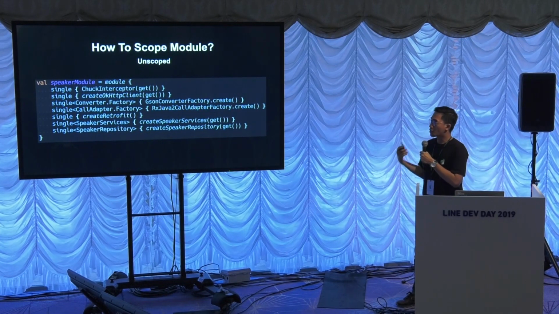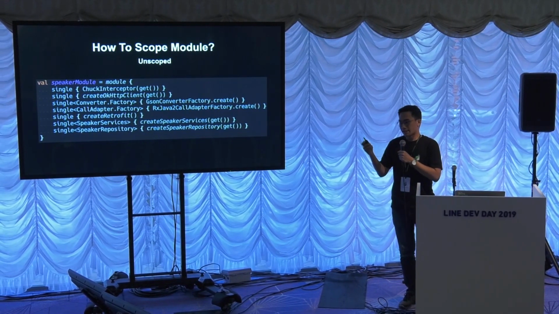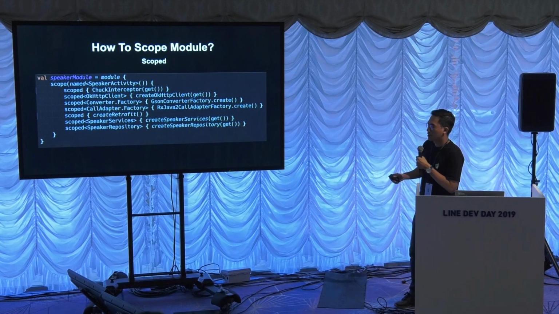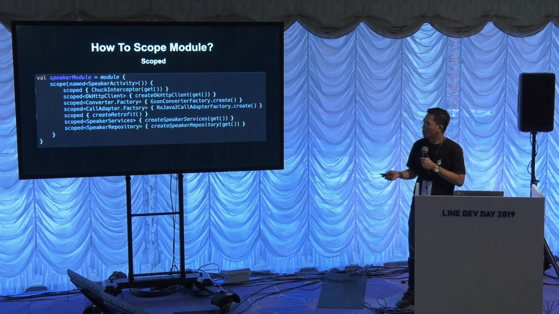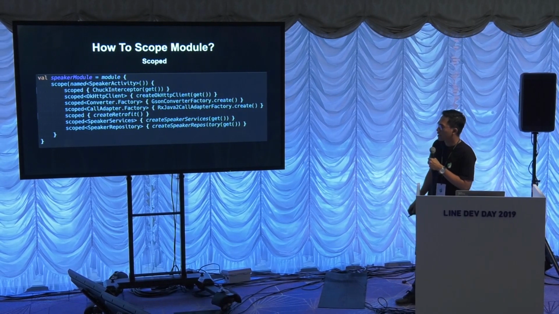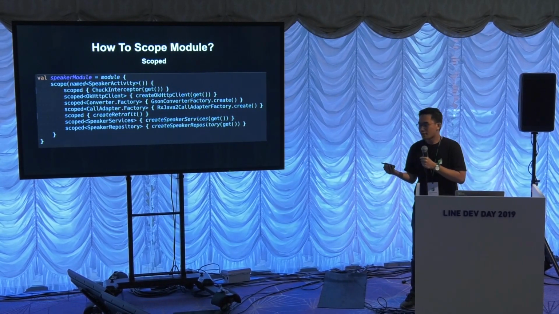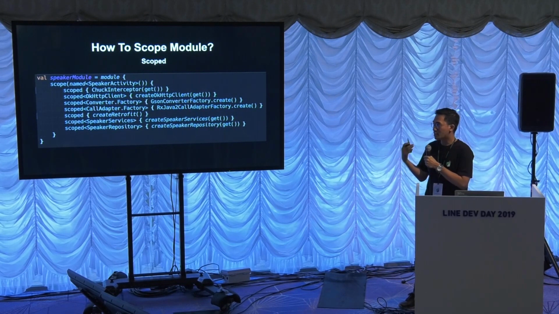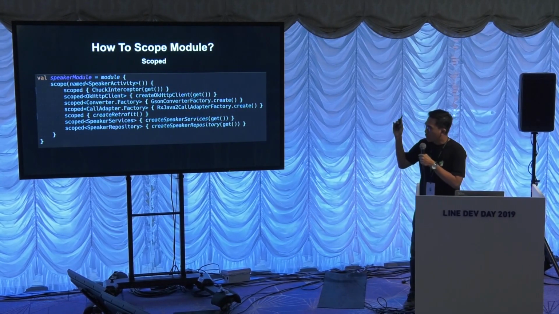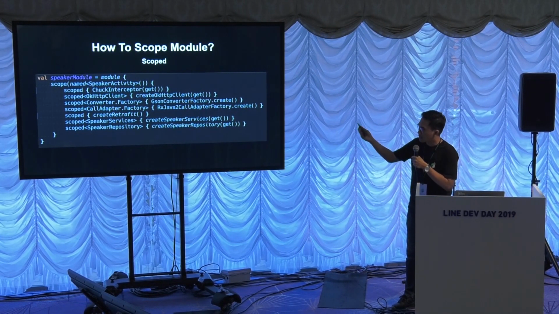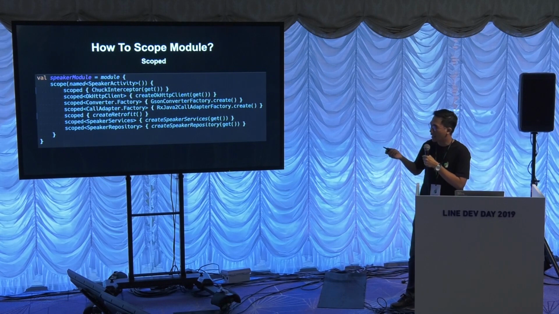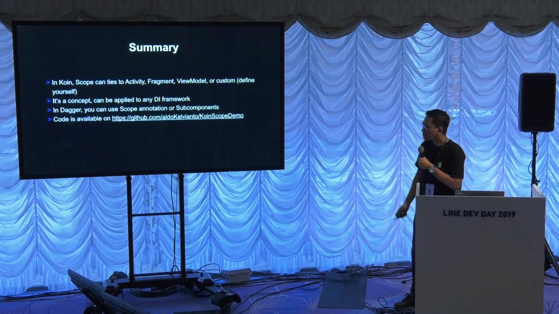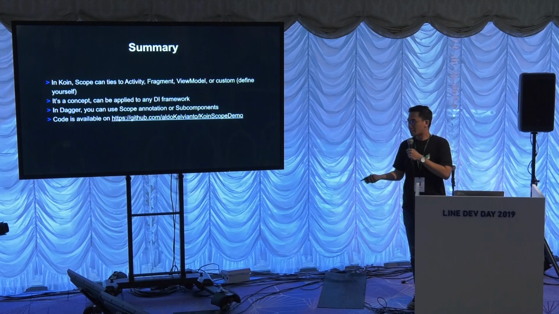So I will show you how to scope a module. So this is the unscoped version of a speaker module. And this is the scoped version. Did you notice any difference? For me, I find it difficult to find the difference, which is a good thing, because it means that the Koin API is really simple and consistent. So what we need to add to scope our modules is just the scope function. And in this example, we use speaker activity as our scope. And that's it. So that's another reason to use Koin.